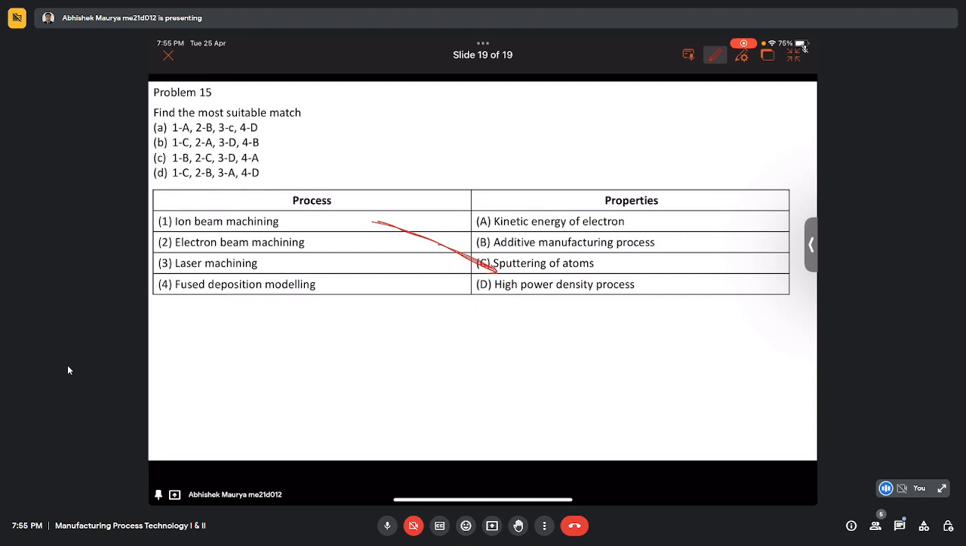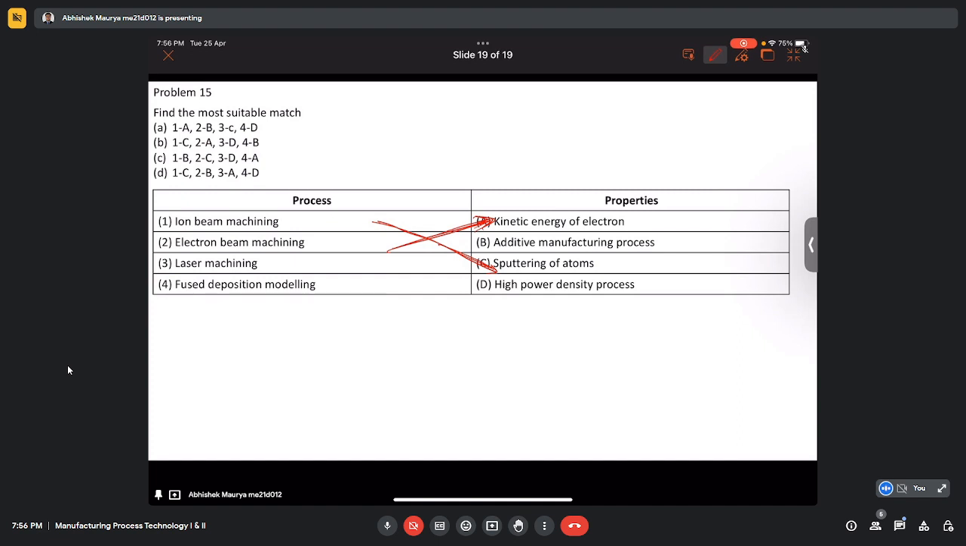Now coming to the electron beam machining, here a high velocity electron beam is produced and directed towards the metallic workpiece, and the kinetic energy of those high momentum electrons is converted to thermal energy by which the workpiece material is locally melted, and sometimes also evaporated. So here basically the kinetic energy of electrons is responsible for the production of heat.